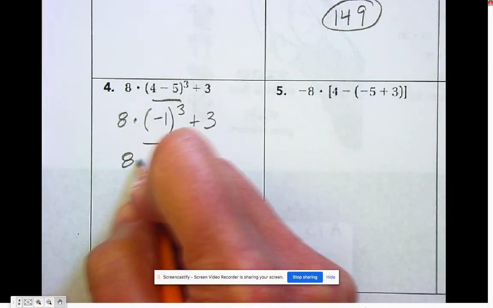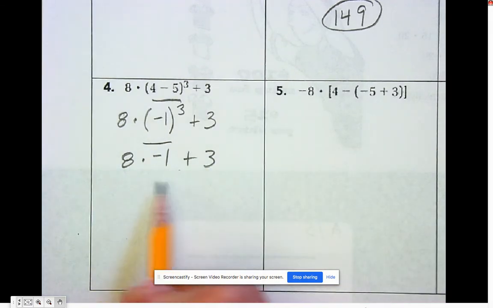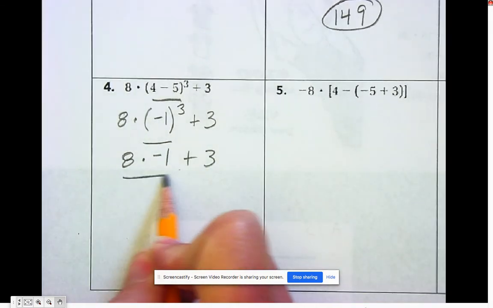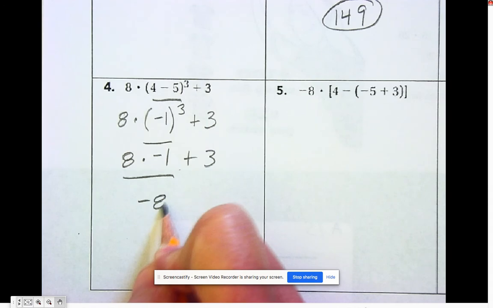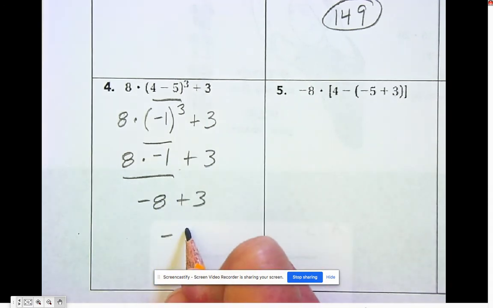So 8 times negative 1 plus 3. Okay, I've got a multiplication and addition. I'm going to do the multiplication next. Negative 8 plus 3. That should give me negative 5.